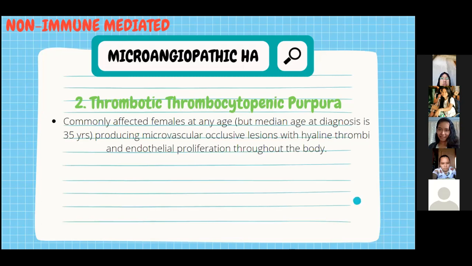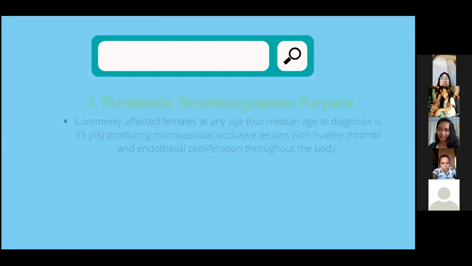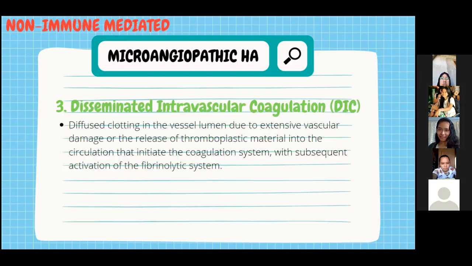So next, last one, we have disseminated intravascular coagulation, or DIC. DIC is a diffuse clotting in the vessel lumen due to extensive vascular damage or the release of thromboplastic material into the circulation that initiates the coagulation system with subsequent activation of the fibrinolytic system. DIC is a rare but serious condition that causes abnormal blood clotting throughout the body's blood vessels. It is caused by another disease or condition, such as an infection or injury, that makes the body's normal blood clotting process become overactive. So next.